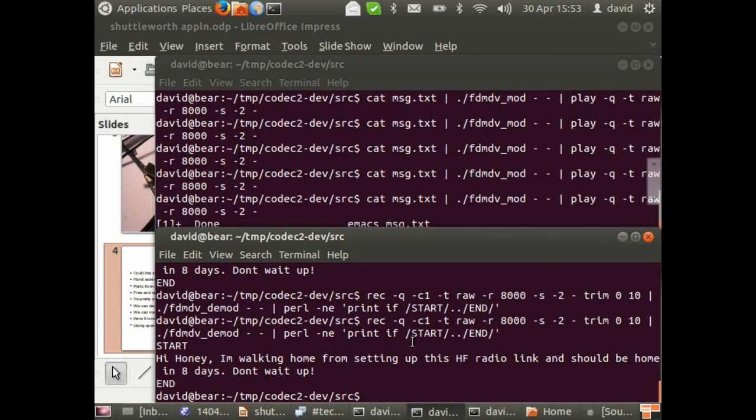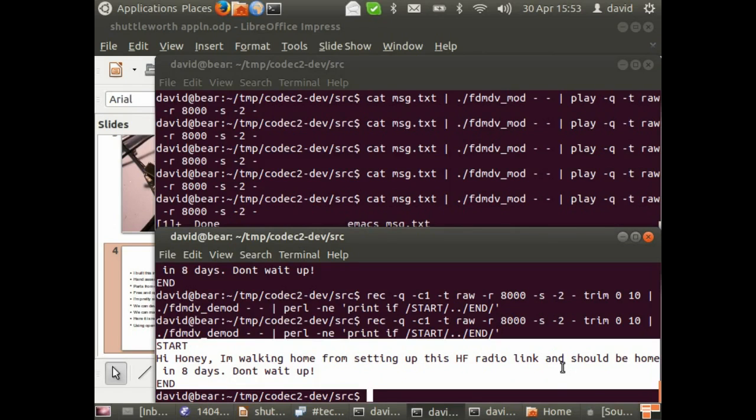Okay, so you should have my audio back again now. So what you can see down the bottom is that message between start and end. Hi honey, I'm walking home from setting up this HF radio link and should be home in about 8 days. Don't wait up. That was sent over the little radio hardware that I just showed you a moment ago. And that was all running free and open source software.